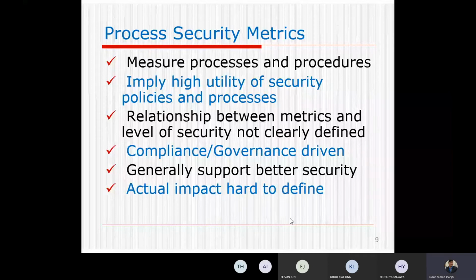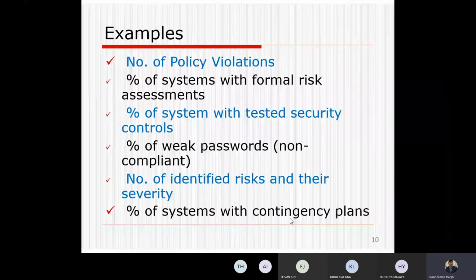To make it simple, we can measure the security of the different processes to make sure that the processes we are applying or adopting are safe and secure. Then we can say that one of the components is achieved. What are the examples? For example, the number of policy violations, because we are referring to process security, the percentage of systems with a formal risk assessment, and the percentage of systems with tested security controls. We can use any kind of tools, any pattern, any method to ensure that the process security is intact.